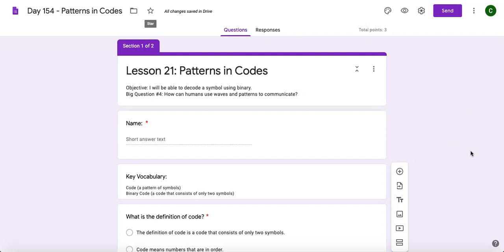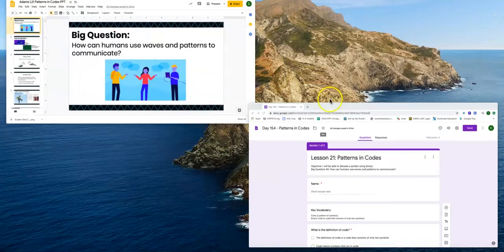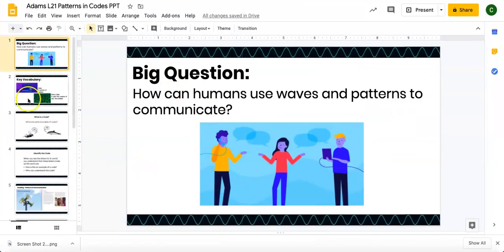Today's lesson, we're going to get into talking about patterns and codes. Again, my personal connection of when we think about codes is more so coding with computers and technology, but we also want to pause and take a step back and think about coding in a different way. So I'm going to show you an example of coding in a minute, but I want us to remember our big question. How can humans use waves and patterns to communicate?